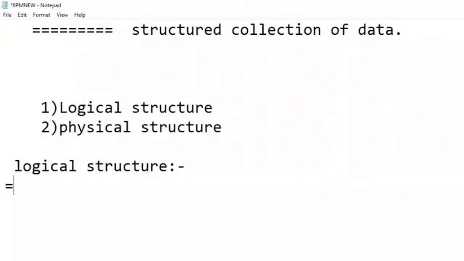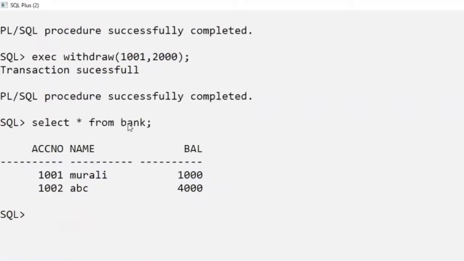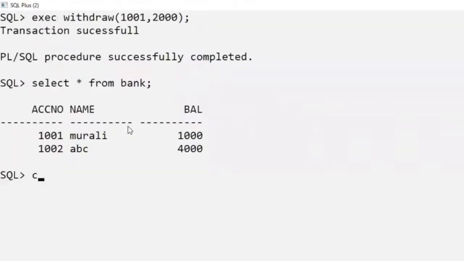Now observe it here. Suppose today I'm installing Oracle, for example. Okay, fine. In this Oracle software, I try to create a table. Maybe bank is a table, in a previous case, bank is a table.